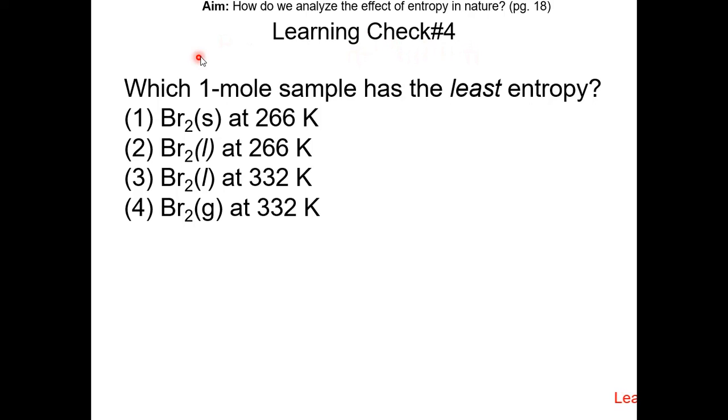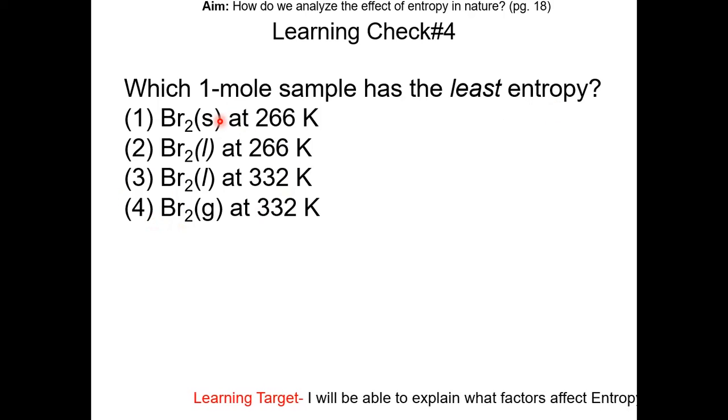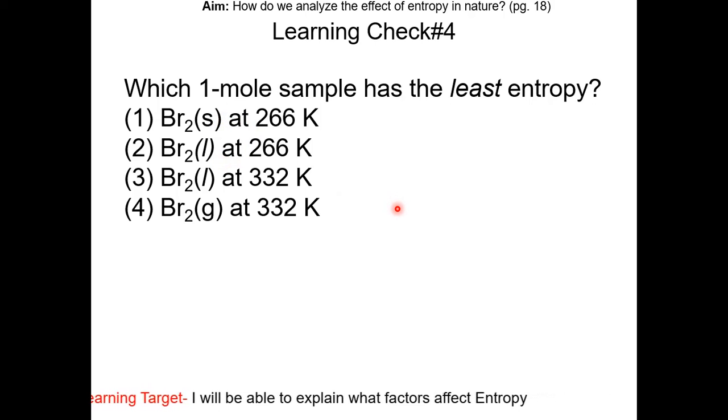Learning check number 4. Which 1 mole sample has the least entropy? Pause the video and resume once completed. Entropy and temperature have a direct relationship, so the least entropy has the lowest temperature. So 3 and 4 are wrong. 1 is a solid and 2 is a liquid. Solid has less entropy than liquid. So the answer is choice 1.